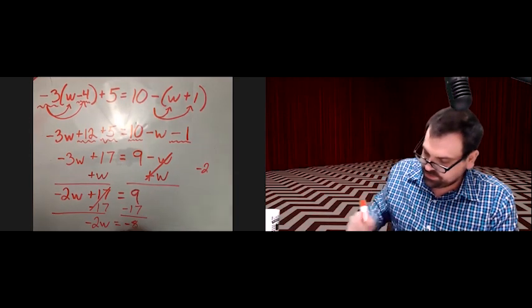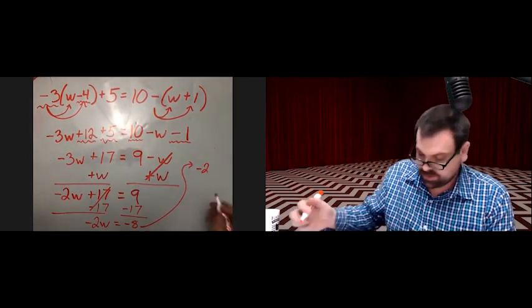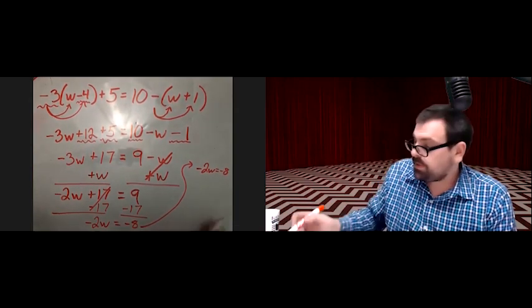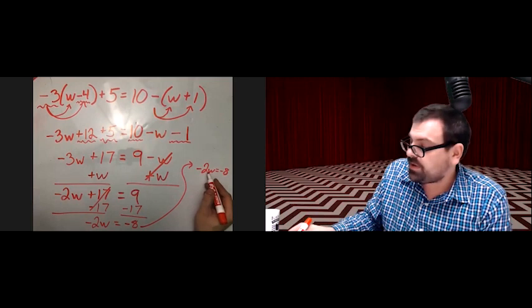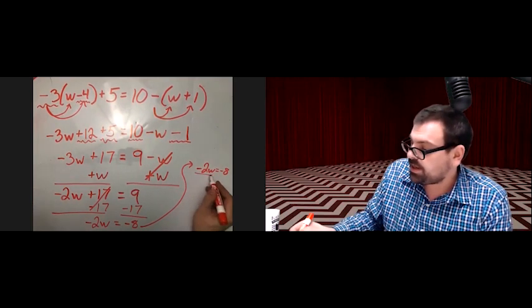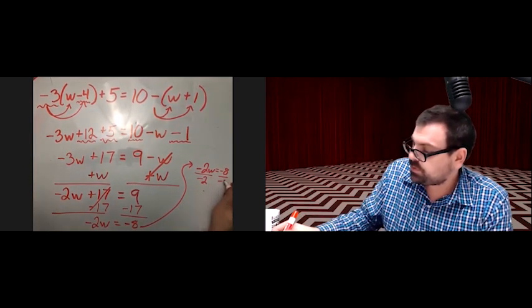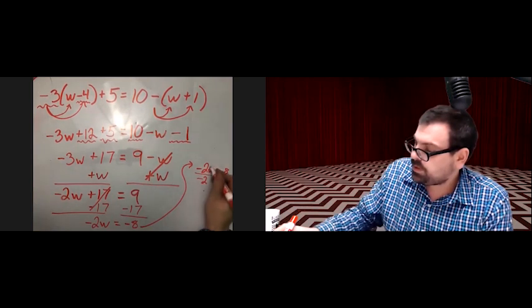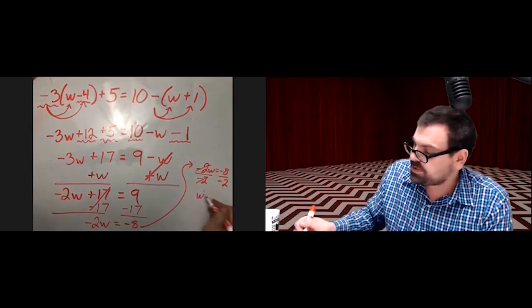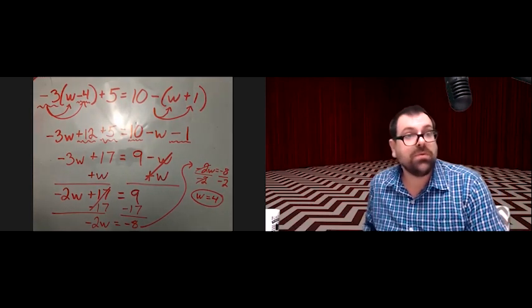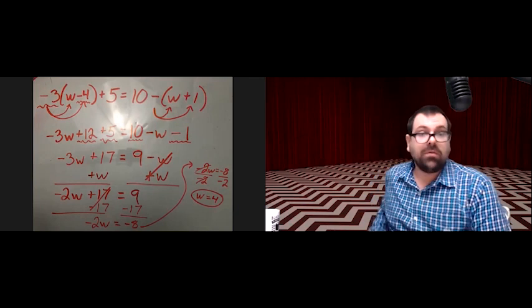So now all I have to do, I'm just going to bring this over here. -2W equals -8. To get the W by itself, I'm getting rid of multiplying by -2. That's dividing by -2. Cancels, leaves me with W on the left. Negative divided by negative is positive. 8 divided by 2 is 4. So W equals 4.